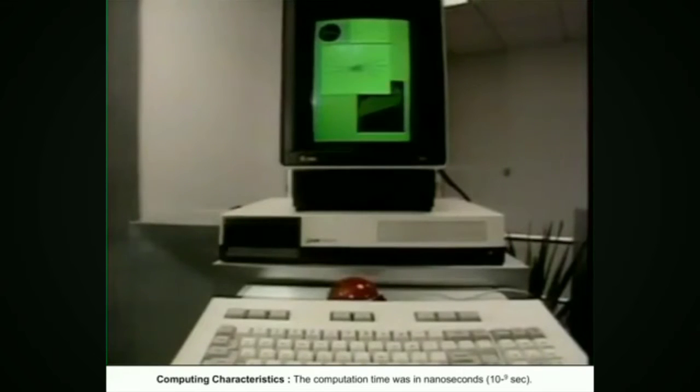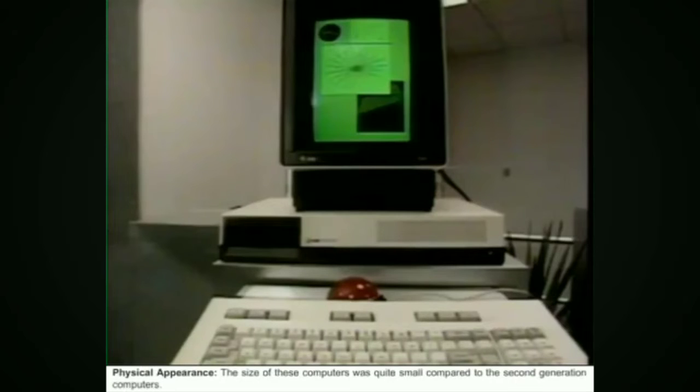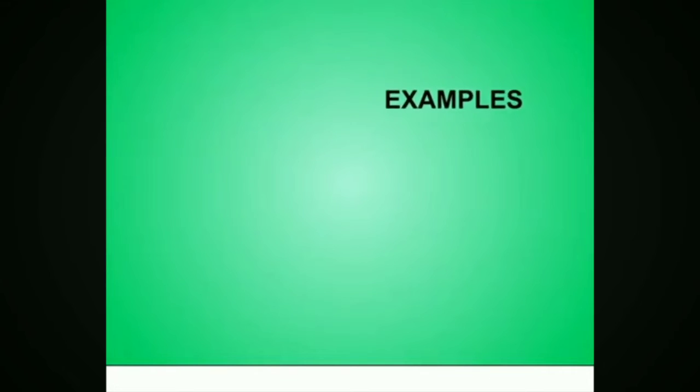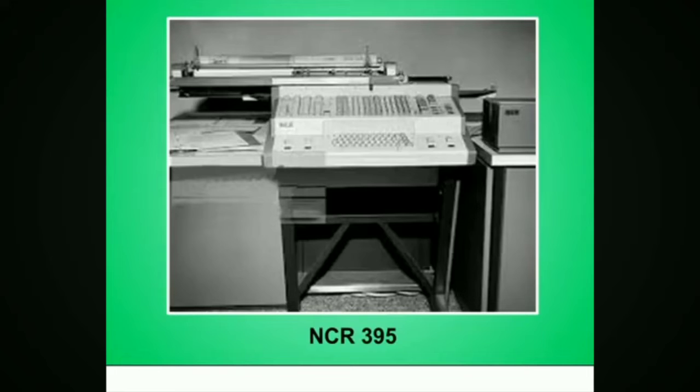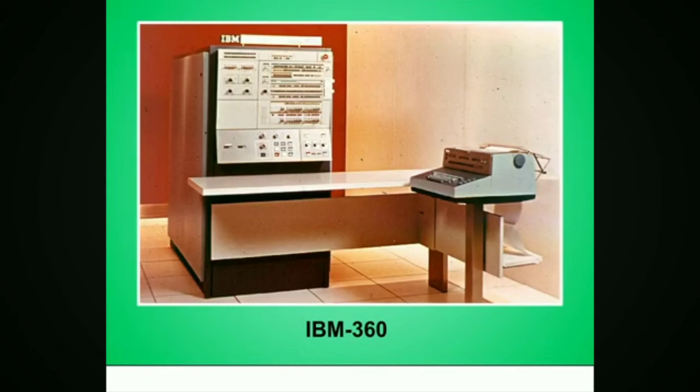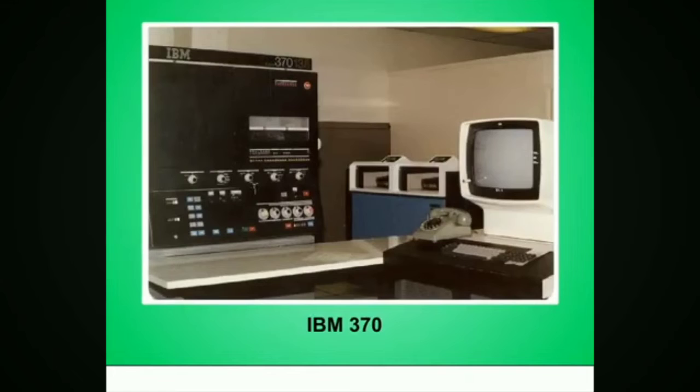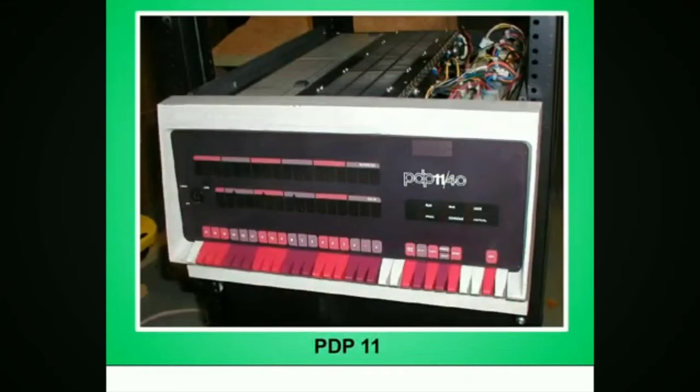Computing characteristics. The computation time was in nanoseconds, that is 10⁻⁹ seconds. Physical appearance. The size of these computers was quite small compared to the second generation computers. Examples: NCR 395, IBM 360, IBM 370, PDP 11.